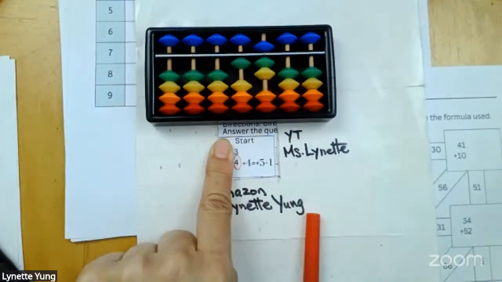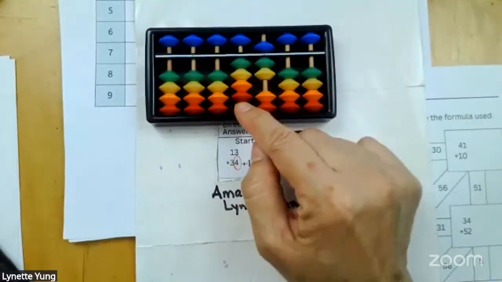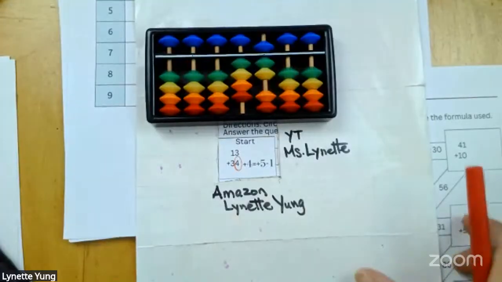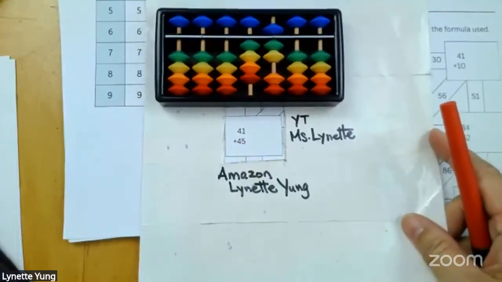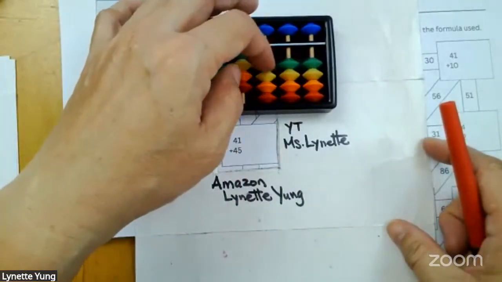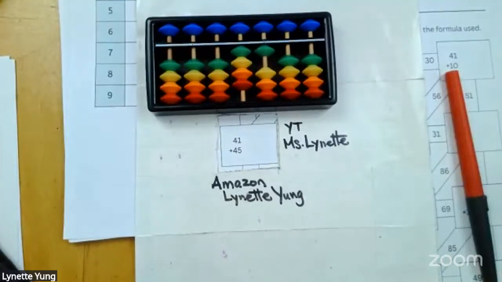Do you not have the cover? I do not have the cover on me, unfortunately. Okay, so then we add the 3, which is 47. So then we have 47, and then we have that. So we put 41 on the abacus. Okay, put 41 on your abacus.